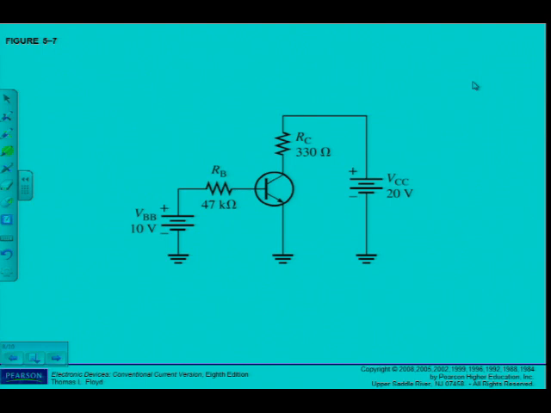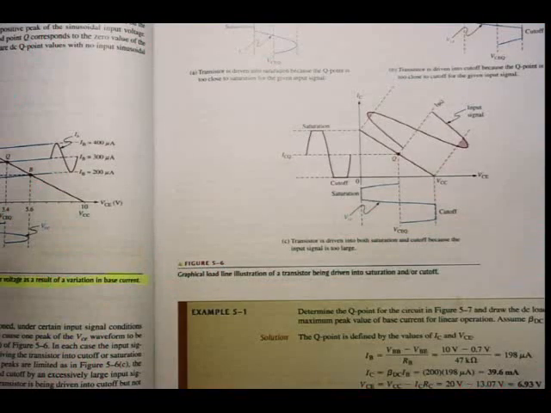There is an example on page 221, example 5.1, where they ask: determine the Q point for the circuit in figure 5.7 and draw the DC load line. Find the maximum peak value of base current for linear operation. Assume a beta DC of 200. Okay, I have learned about all the formulas that we are using. You can refer to the bottom of page 221.